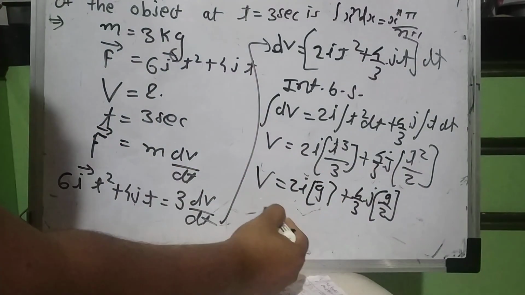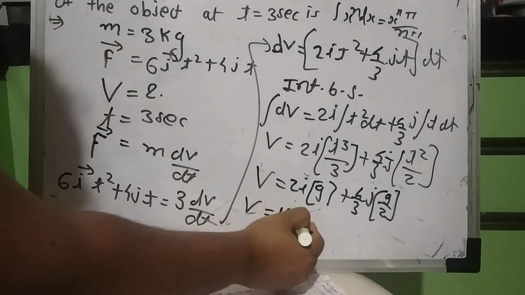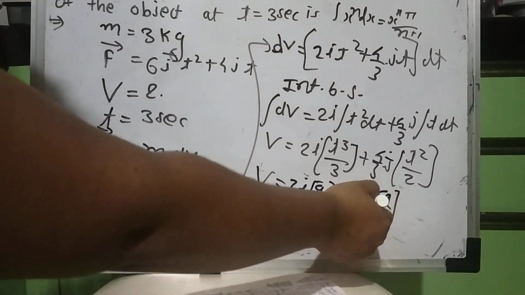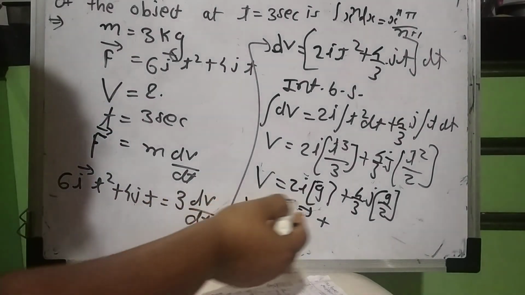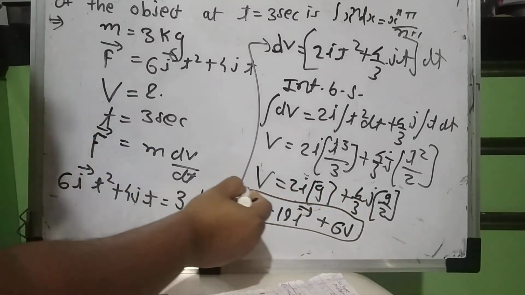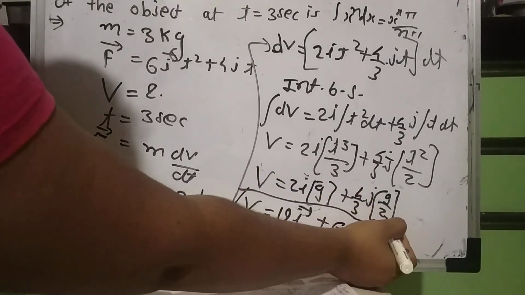Therefore v = 18i plus 2 3s are 6, so 6j. That means what we get? v = 18i plus 6j. Which option number is correct for this? Option number D is correct.